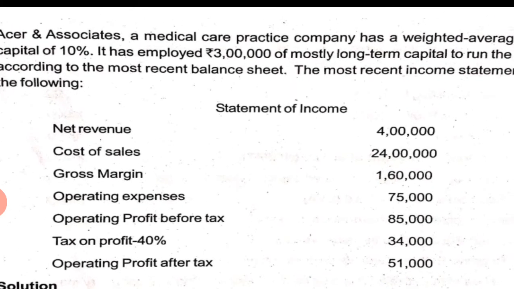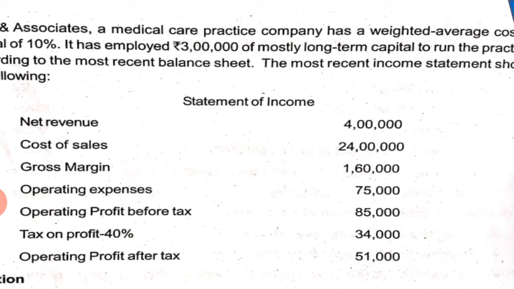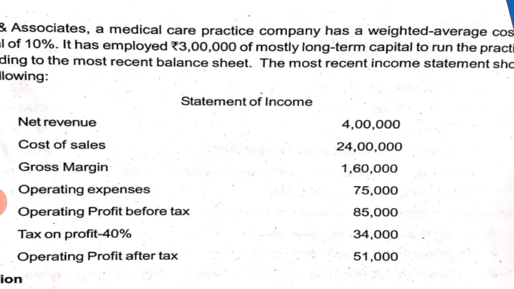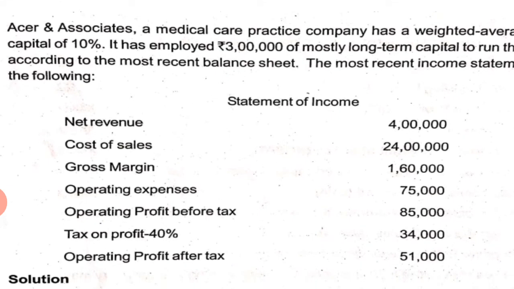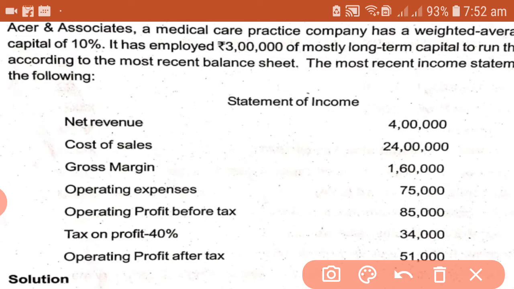The income statement details are net revenue, cost of sales, gross margin, operating income, operating profit before tax, tax on profit, operating profit after tax. Calculate EVA. So the details given in this case are, first, the 10% cost of capital, and capital employed is given as 3 lakhs, and the income statement is given.